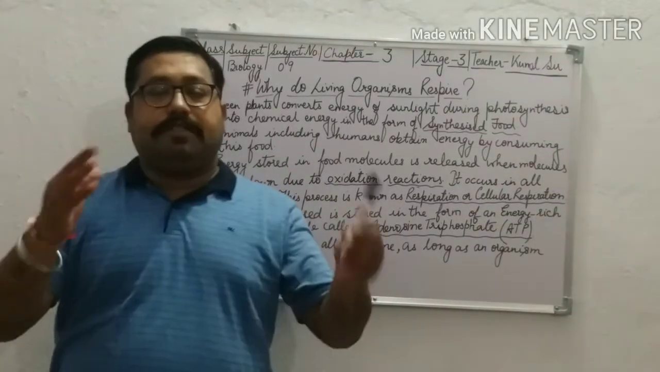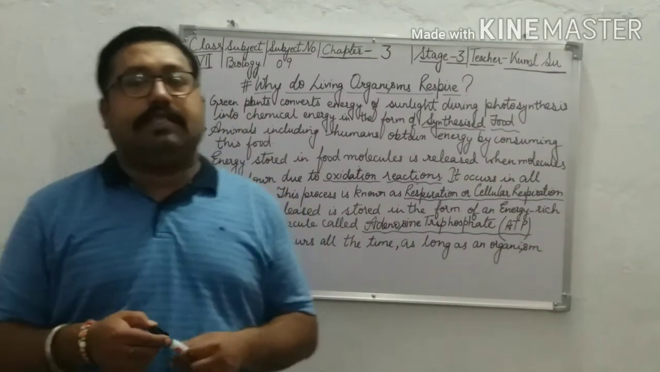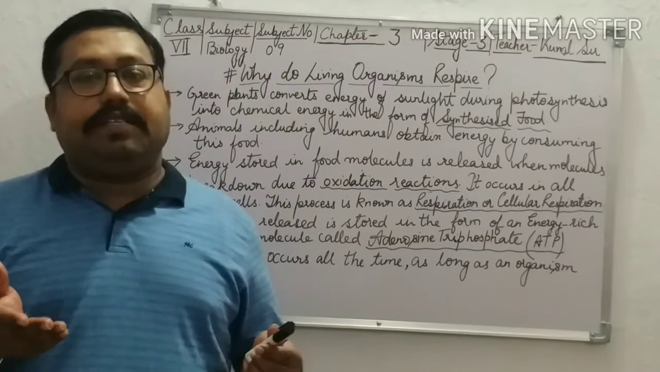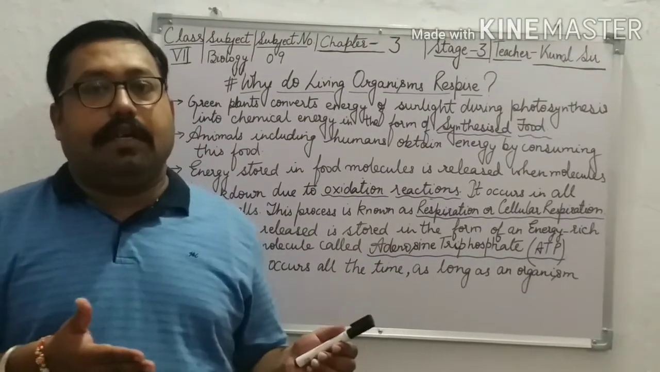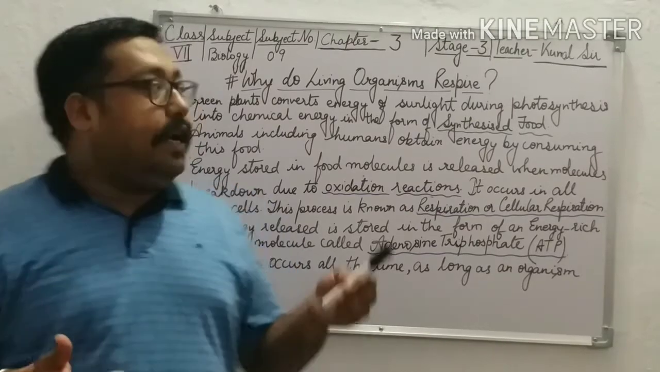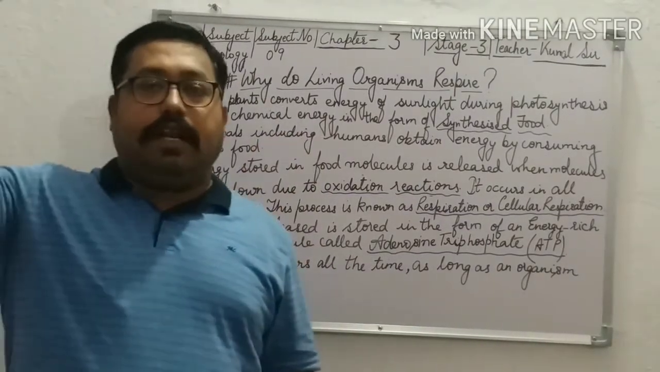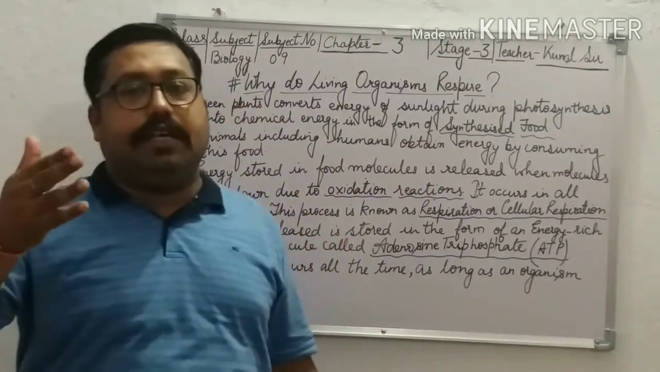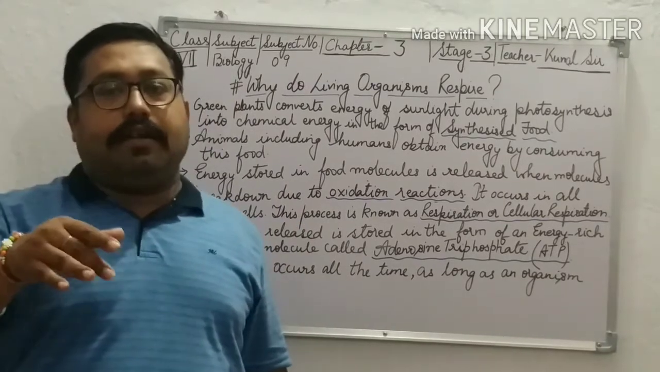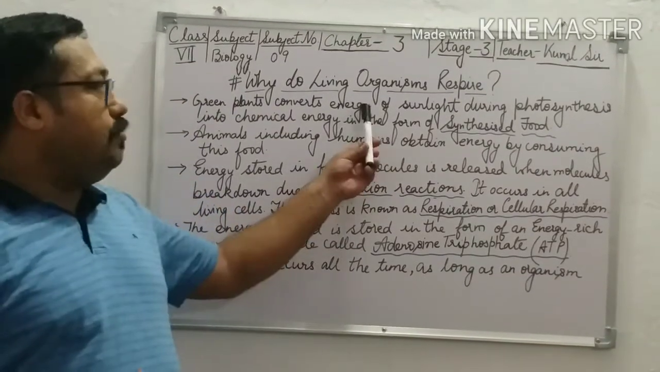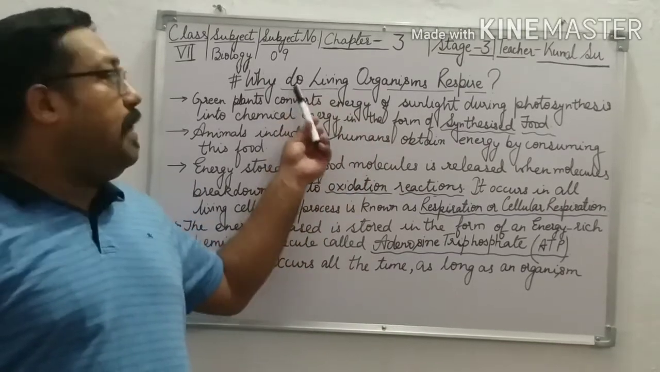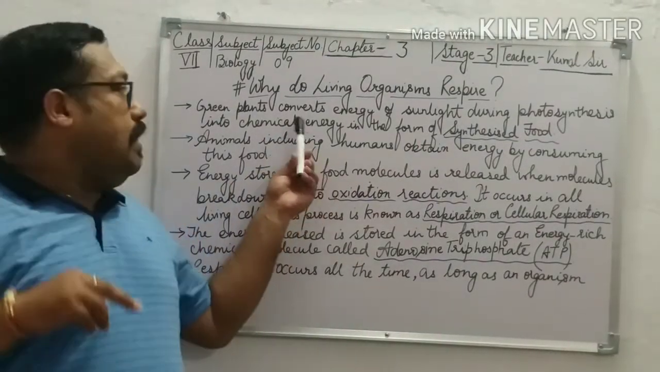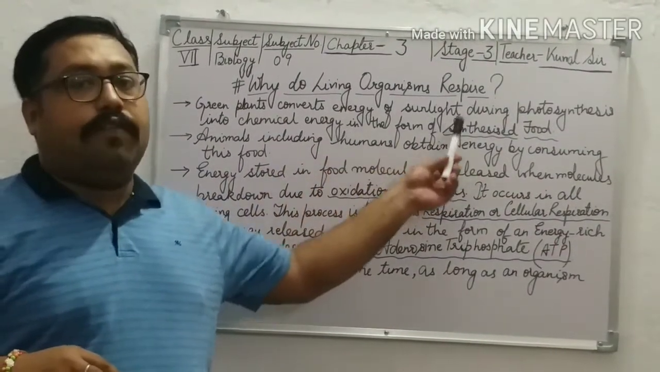Why do living organisms respire? To complete all life processes like movement, excretion, growth, reproduction, each and every organism needs energy to complete these processes. And how do they get the energy? From green plants, because green plants convert the energy of sunlight, because the sun is the ultimate source of energy. So the light that comes to planet Earth is the ultimate source of energy, and green plants convert the energy of sunlight during photosynthesis into chemical energy in the form of synthesized food.